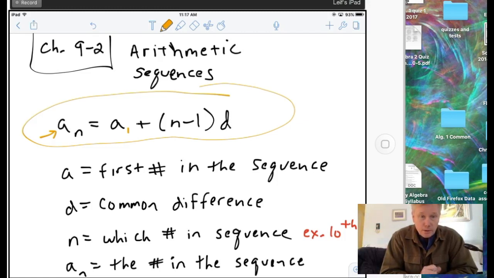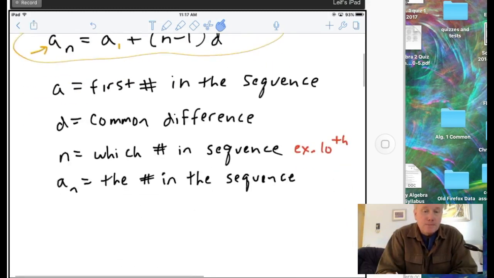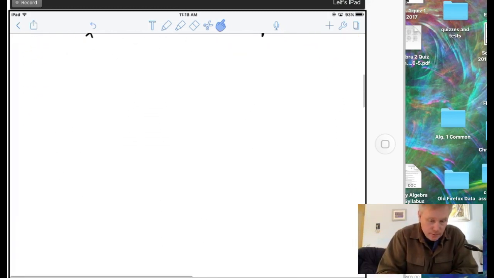So let me explain to you just quickly what the variables are. A would be the first number in the sequence. D would be the common difference. And I'll show you what each one of these things are in an example very shortly. N is which number in the sequence it is, for example, the 10th number in the sequence. And then last but not least, A of n is the number in the sequence. All right, so you can write those things down. Hit pause if I went too fast.